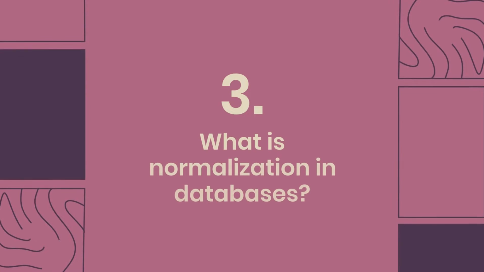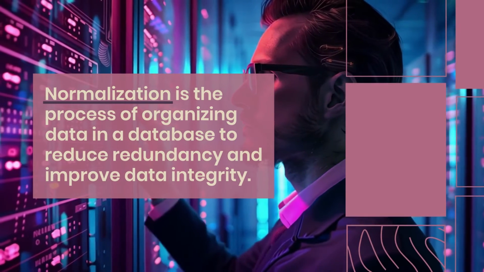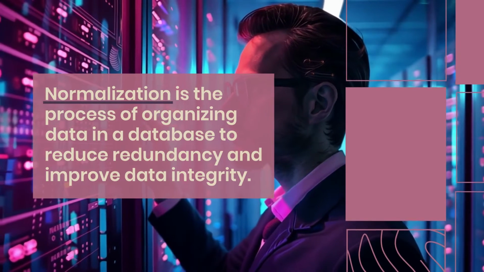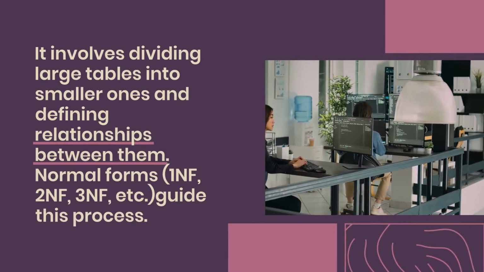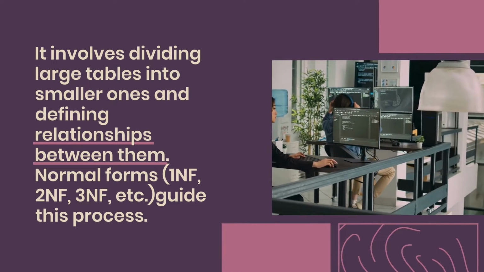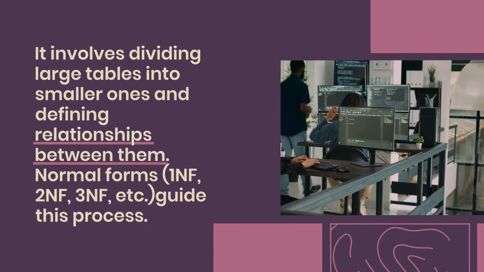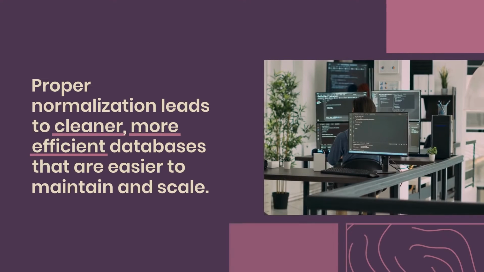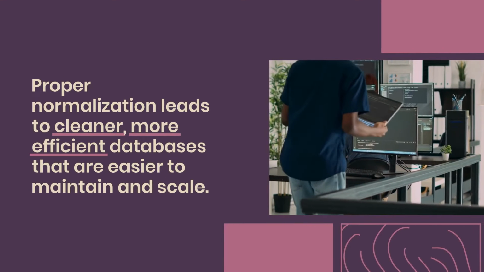3. What is normalization in databases? Normalization is the process of organizing data in a database to reduce redundancy and improve data integrity. It involves dividing large tables into smaller ones and defining relationships between them. Normal forms 1NF, 2NF, 3NF, etc. guide this process. Proper normalization leads to cleaner, more efficient databases that are easier to maintain and scale.